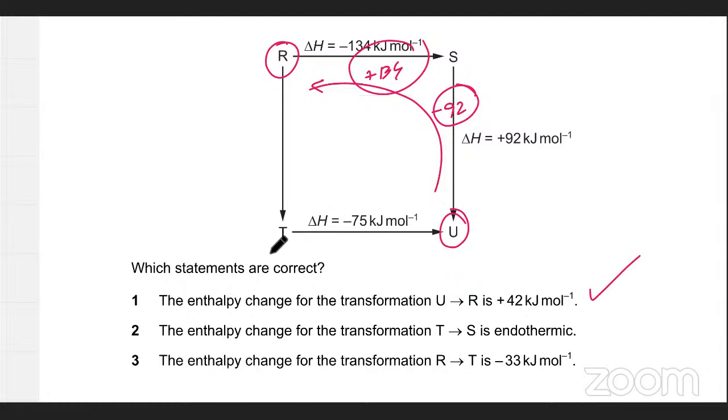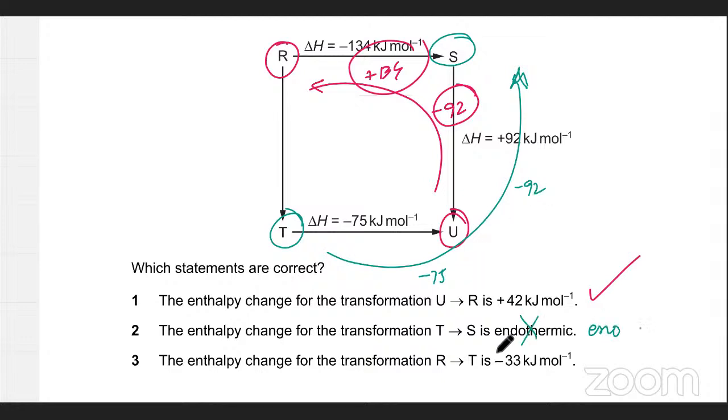Then T to S is endothermic. So you're going from T to S. I'm going to take this route. So it's going to be minus 75 and minus 92. Again, because I'm going in the opposite direction to the arrow, I'm going to change the sign. So instead of plus 92, it is now minus 92. So both values are negative, so that's going to be exothermic.